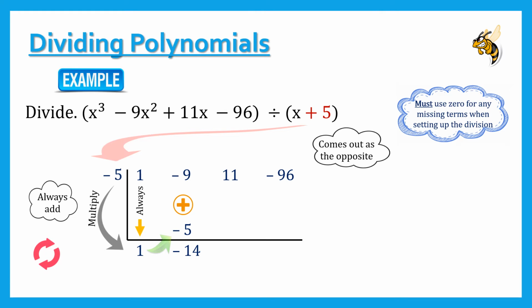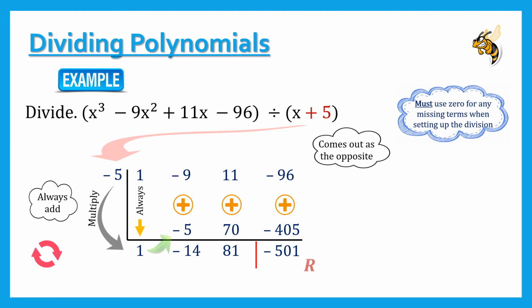Then we're going to repeat the process. So it's going to be negative 5 times negative 14. So negative times negative is a positive. So it's going to be positive 70 that goes inside. And then we're going to add. So 11 plus 70 is equal to 81, and that goes outside. We need to multiply that 81 by negative 5, and that would give us negative 405. That goes inside. We're going to add, and the result would be negative 501.